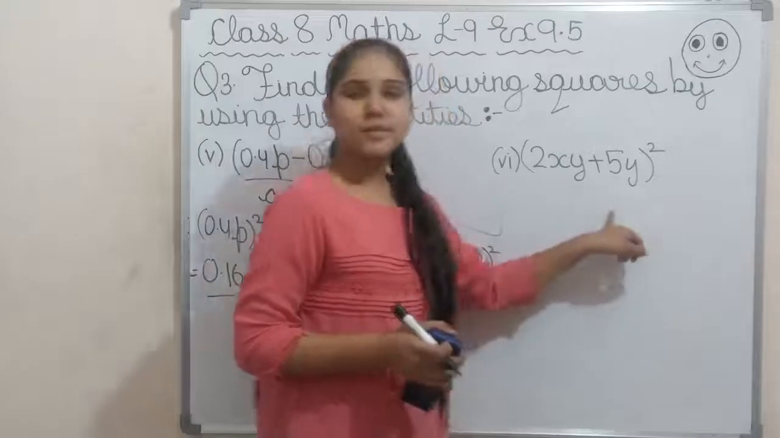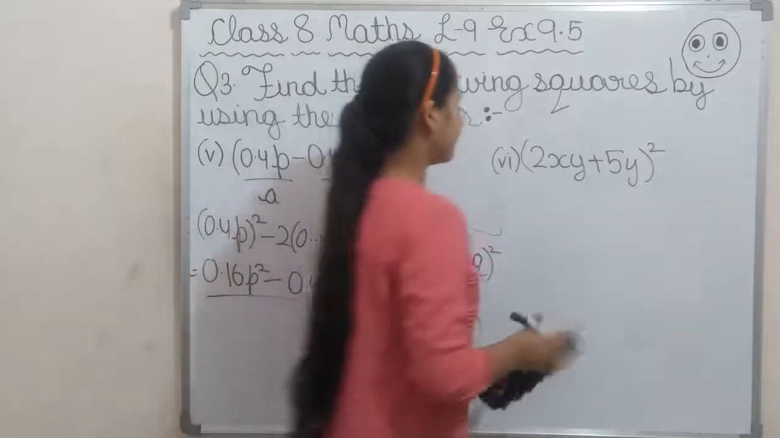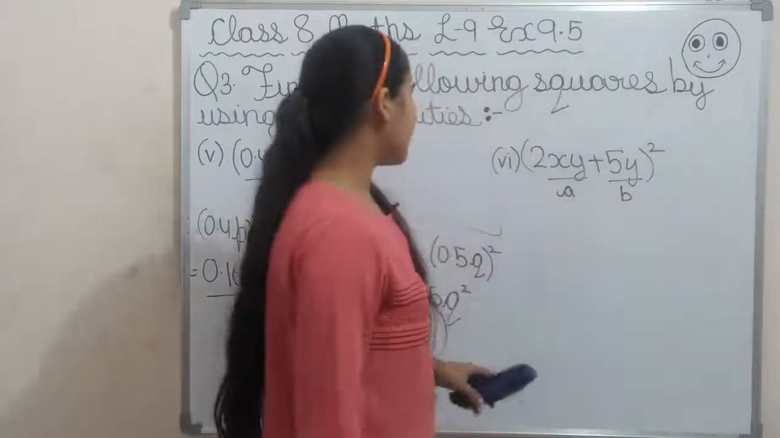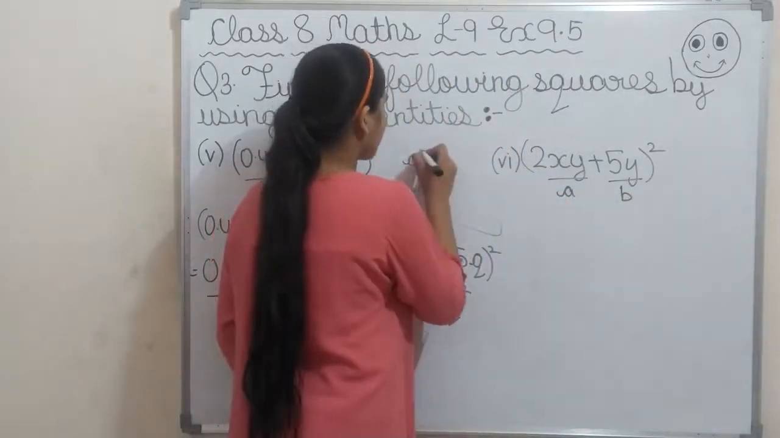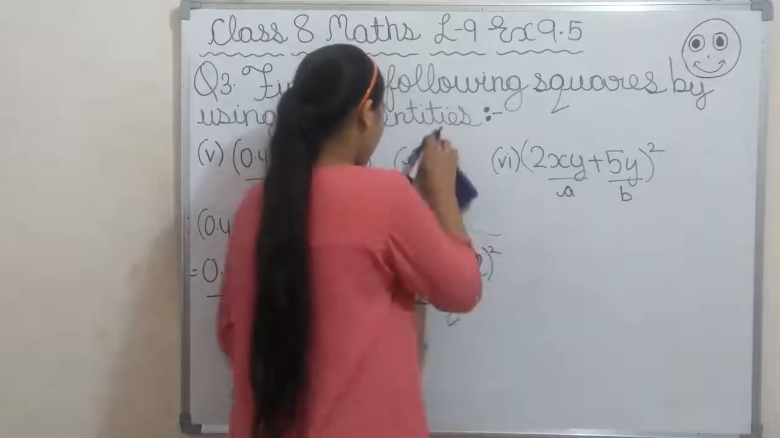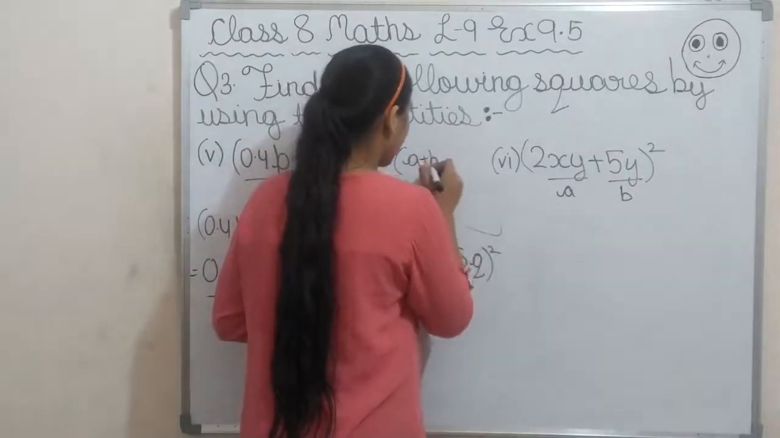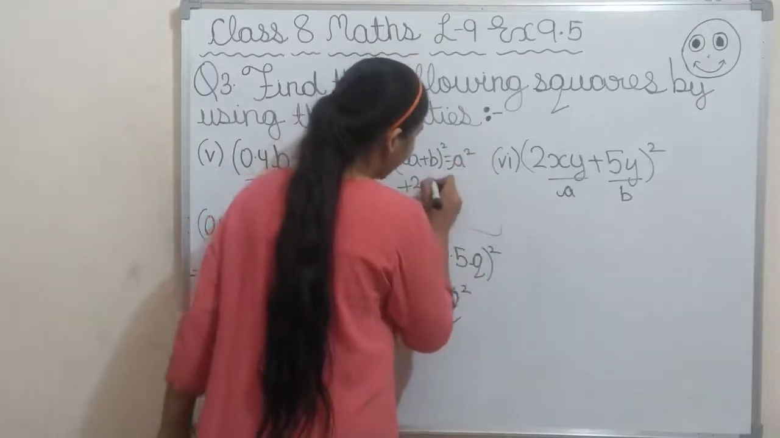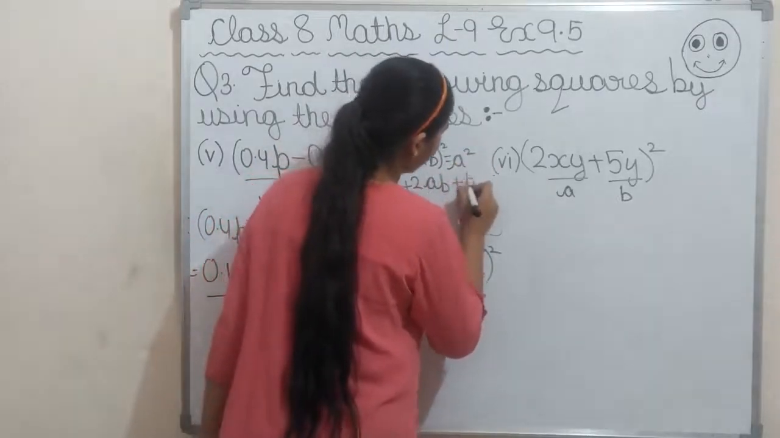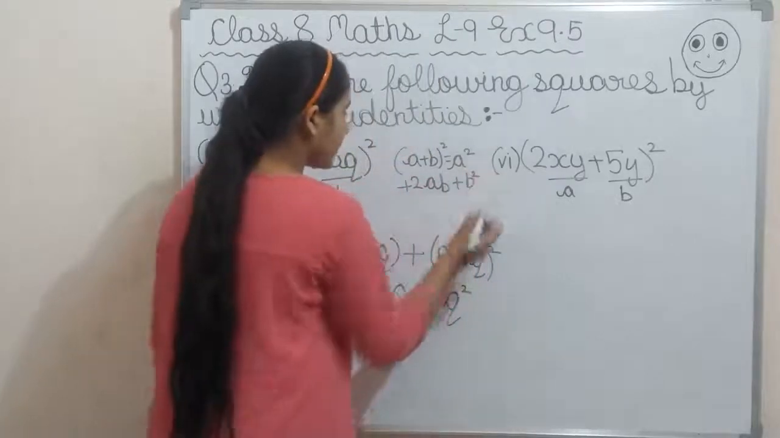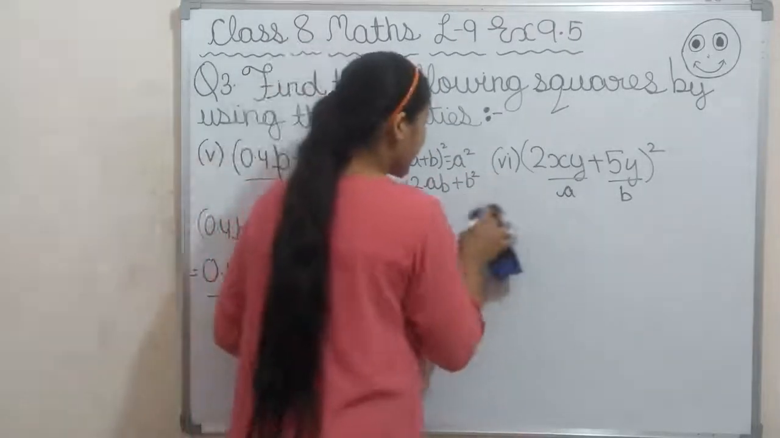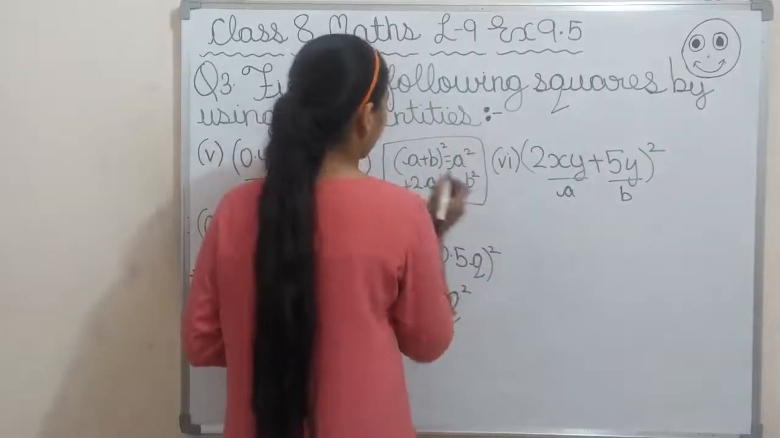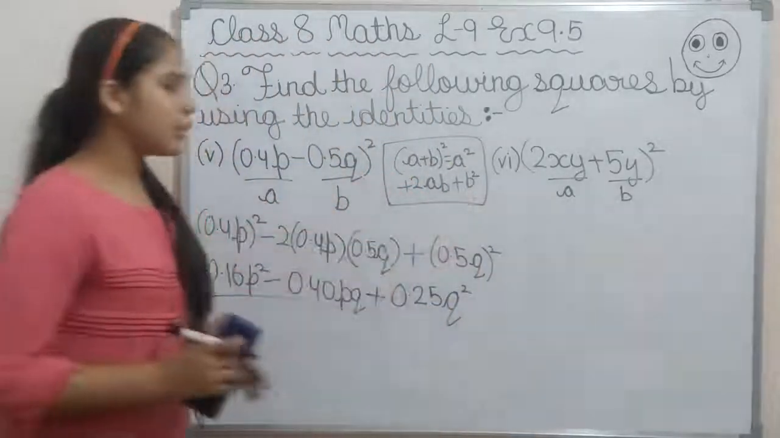6th one, (2xy plus 5y square), wait, this represents A and this represents B. So plus is there, means first identity, (A plus B) square is equals to A square plus 2AB plus B square. So this is the identity which we are going to use in this 6th question, 6th part. So this identity we are going to use.